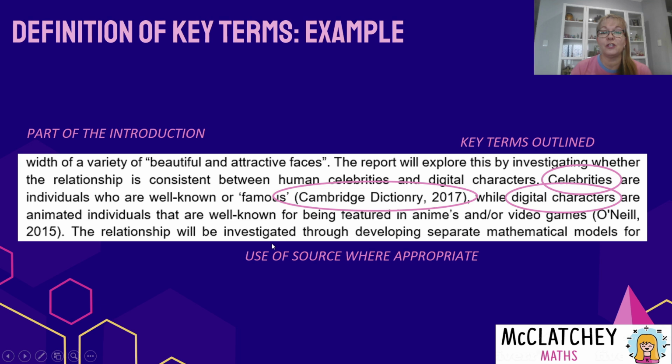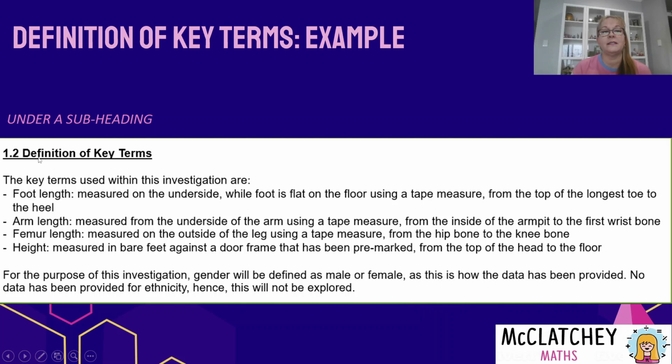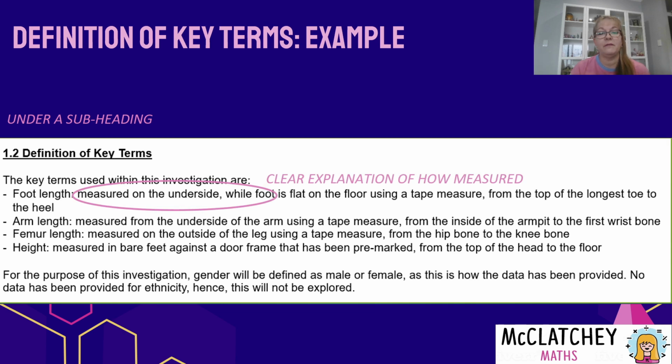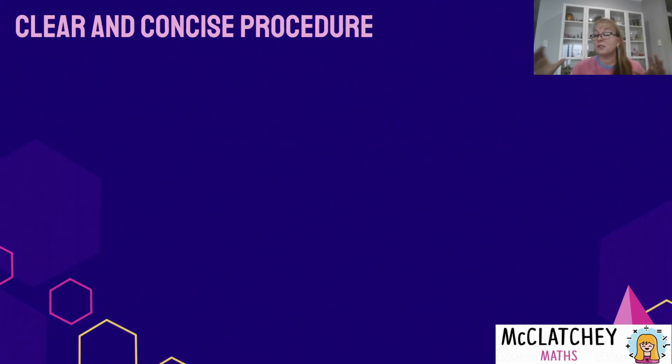They've put that in the introduction. So once again, using a source that helps to justify what you've said. This student has done it instead under a subheading, which is also a valid way to do it. So here, they've used their key terms. They've talked about how they measured those things, because one person might measure a foot slightly differently to another person. So they've explained here how those things are defined. They've defined gender as well. So this is an important place to do it. Have a separate section where you define those terms.